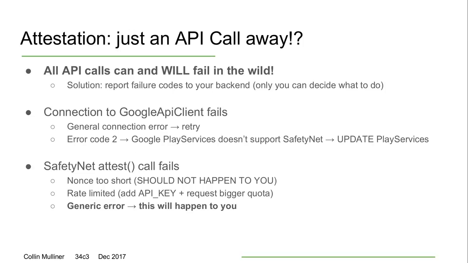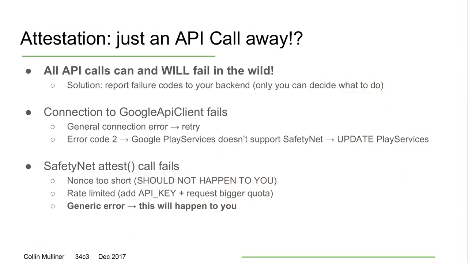And you have things like, Google Play Services doesn't support SafetyNet yet, so what should you do? One part is you can update or force a user to update their Play Services. Then there are general connection errors, and in those cases you really have to retry. If you forget to handle one of those errors, either some client will not work on your network, or some client will be allowed to connect to your service even if it was tampered with. And the lower three cases are something you should be able to see during development, because if your nonce is too short, it will fail directly.